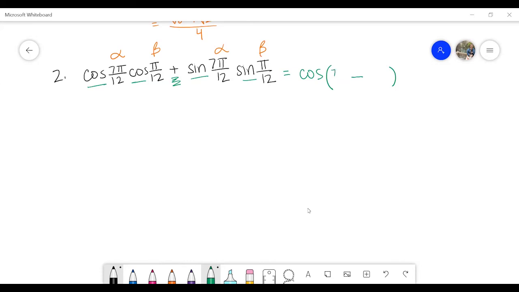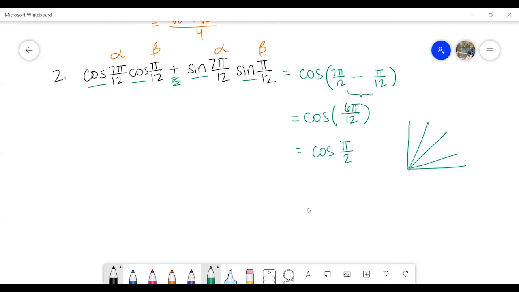So you have 7 pi over 12 minus pi over 12. And again, we simplify this. So you have cosine of 6 pi over 12, or better than that, cosine of pi over 2. And again, you could use your left hand. Pi over 2 would be up here. You'd have 0 fingers, so this would be 0.